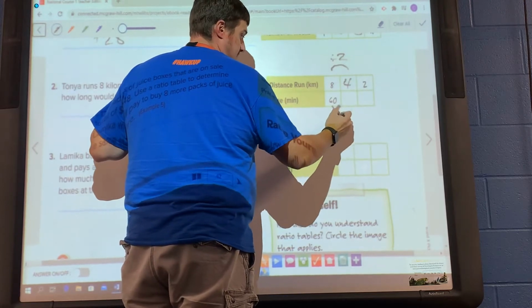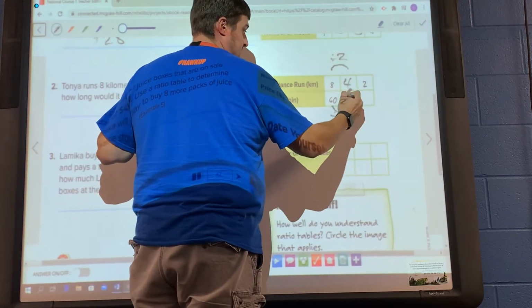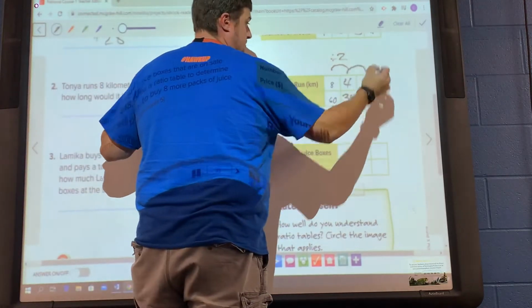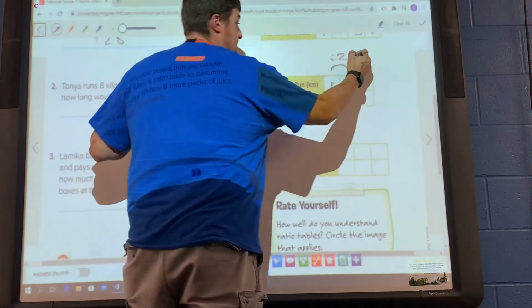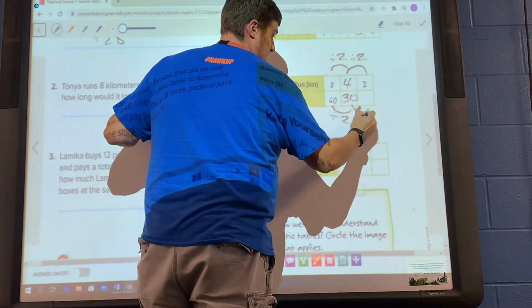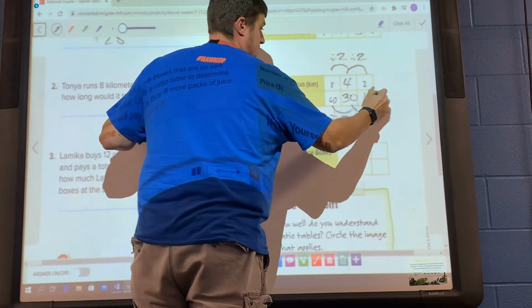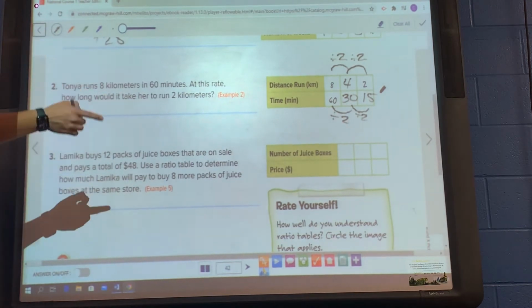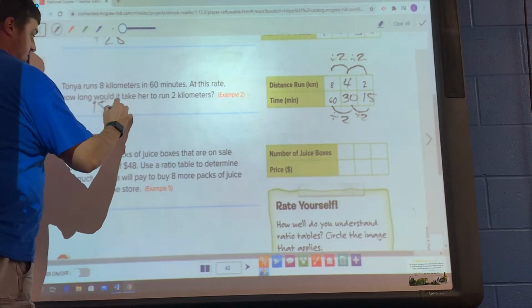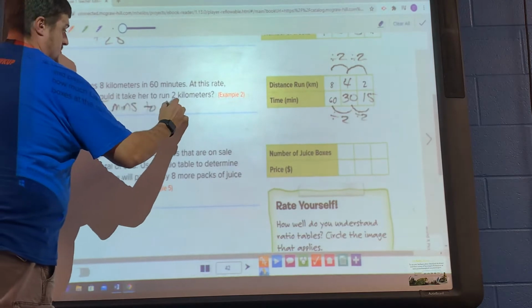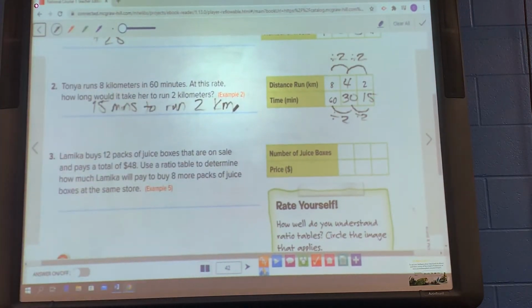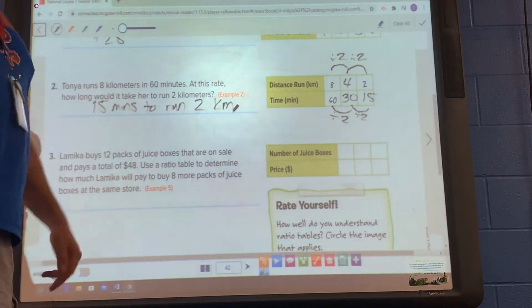Whatever you do at the top, you gotta do the bottom. So 60 divided by 2 would be 30. So how do you get from 4 to 2 now? Well, once again, you divide by 2. So you gotta do the same thing down here. So 30 divided by 2. So that means it took her 15 minutes to run 2 kilometers.